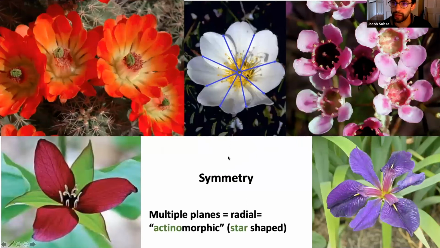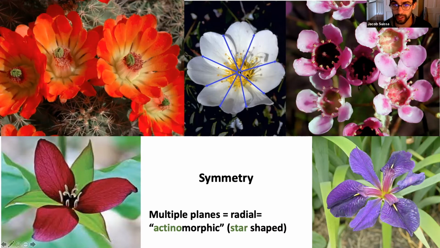But we can categorize floral morphology in a few ways. So one of the broadest differences is asking, what is the symmetry of the flower? Is it radially symmetric, which is termed actinomorphic? You can see here some radially symmetric flowers, right?